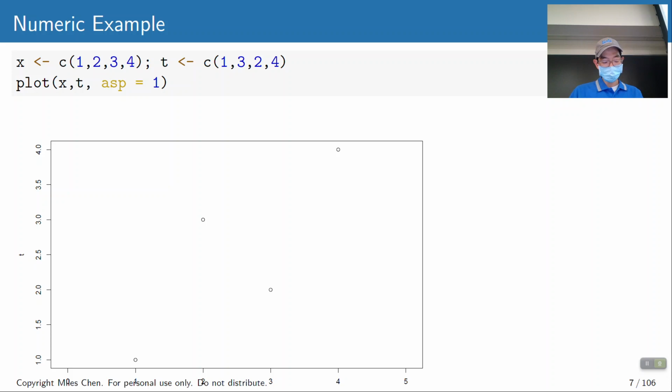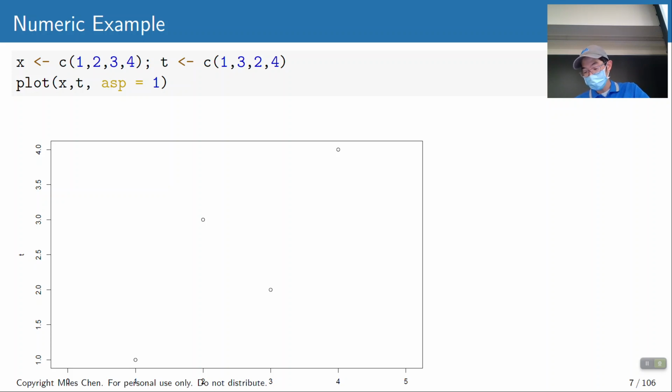All right, so here is just a very simple example of us running this through. So here I have a vector of x, 1, 2, 3, 4. T has the values 1, 3, 2, 4, and this is the plot of the points. So we've got 1, 1, 2, 3, 3, 2, and 4, 4. And the question is, what is the line of best fit, the line that is going to minimize the squared residuals, right?